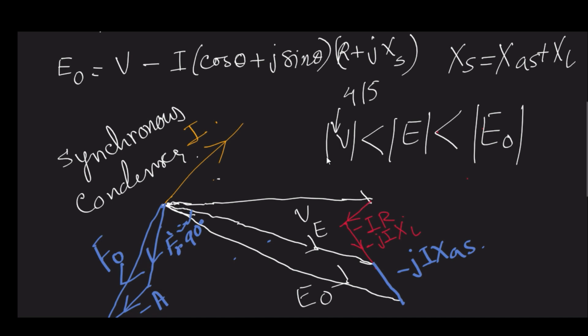Now, just like the cylindrical rotor machine, we can draw it for the synchronous salient pole machine also. This is for salient pole. Salient pole, let me write, otherwise we will get confused.